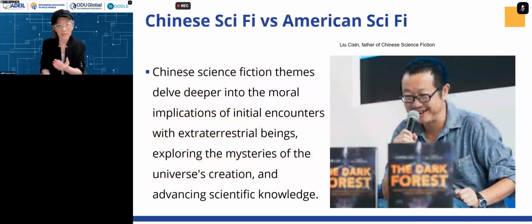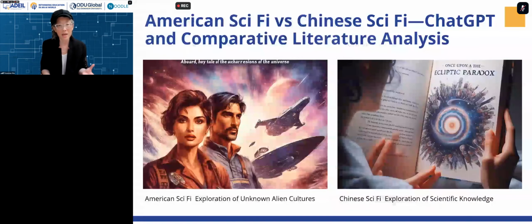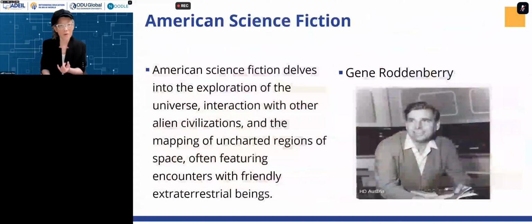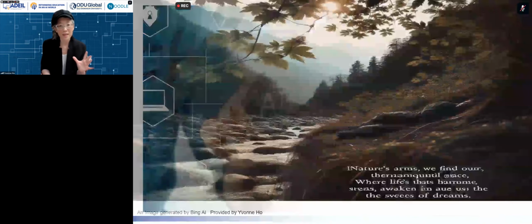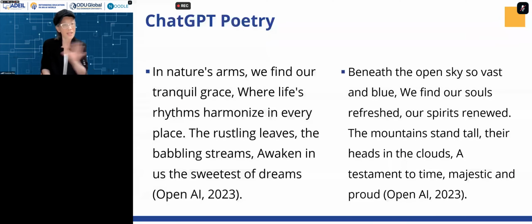And this is Liu Shiqin, who wrote the book that popularized science fiction in China. And this is, of course, Gene Roddenberry. Everybody knows who he is. And also, I won't read out the whole poem. I'll just read the first verse. ChatGPT can also write poetry. And so I'll read the first verse and the last verse.